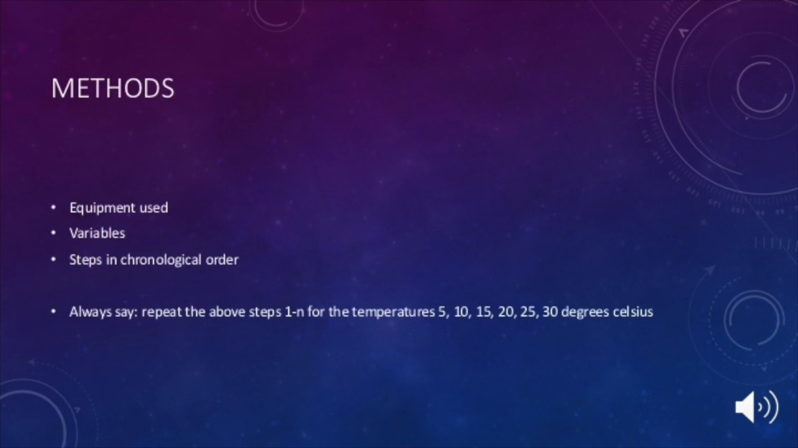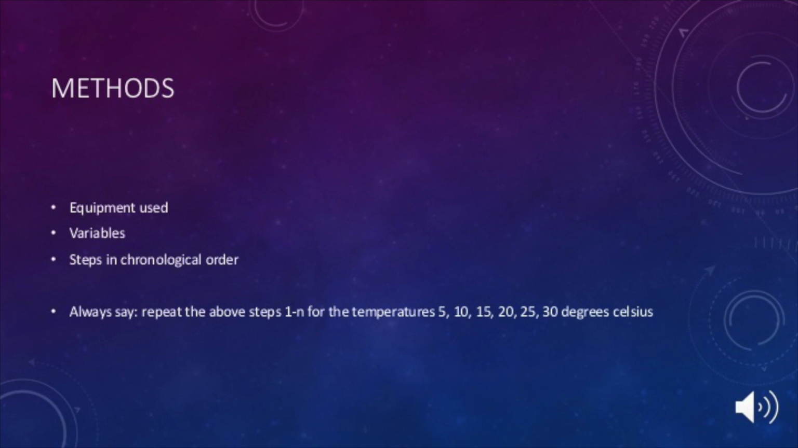Now, moving on to methods, there are a lot of things to be discussed in the methods. First of all, you might want to compile a list of equipment you've used in your experiment. Second, you want to list the variables that you have used, the controlled variable, the dependent variable, and the independent variable. Third thing you might want to do is include all the steps of your experiment.